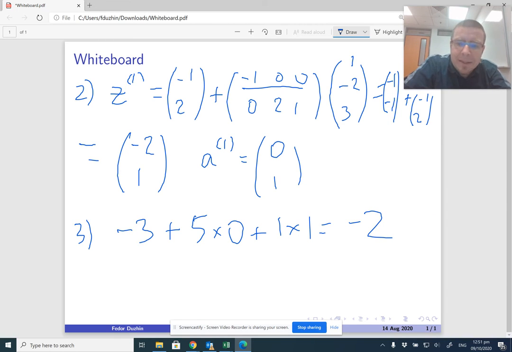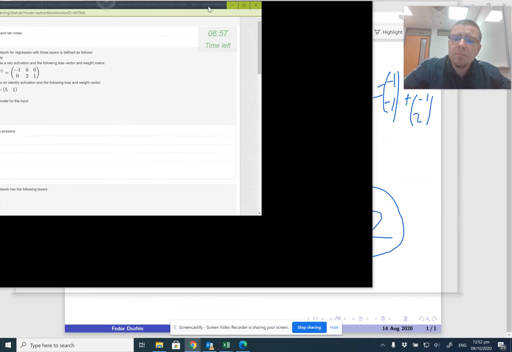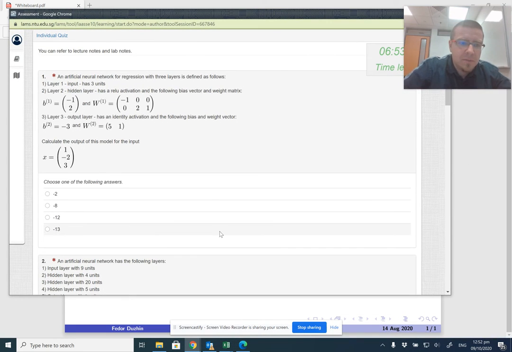Then we need to apply the activation function in the output layer. In the output layer, the activation is identity, right? This is an artificial neural network for regression rather than for classification. So the identity is just the same thing. So this is the answer. I guess probably a lot of students just forgot to apply the activation function, and that's why they got an incorrect answer. So the correct answer is -2.